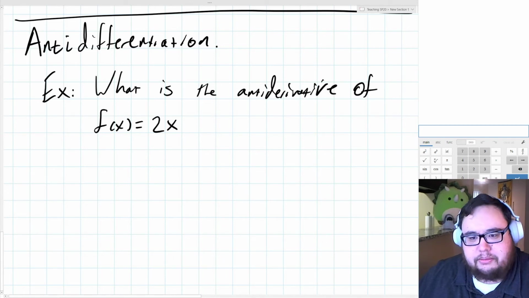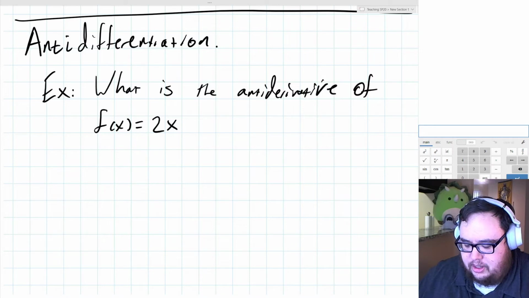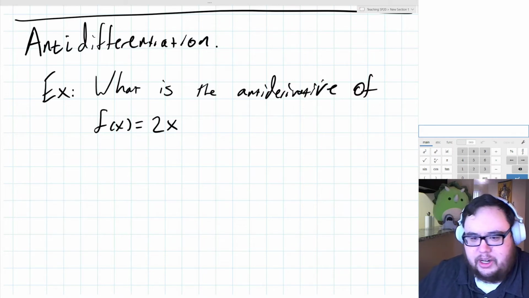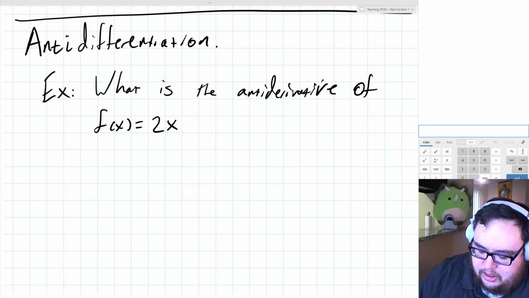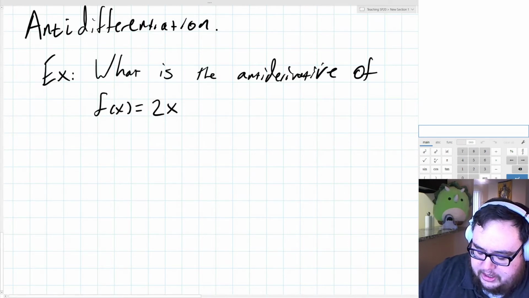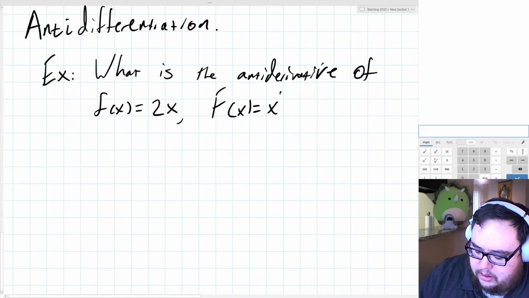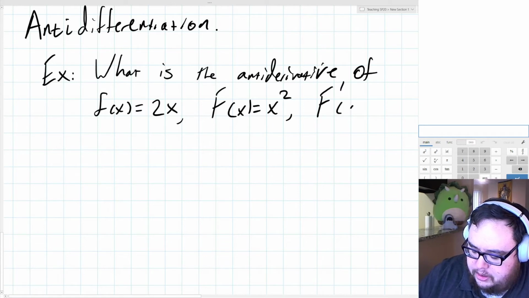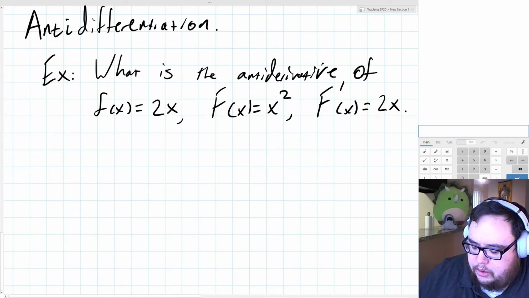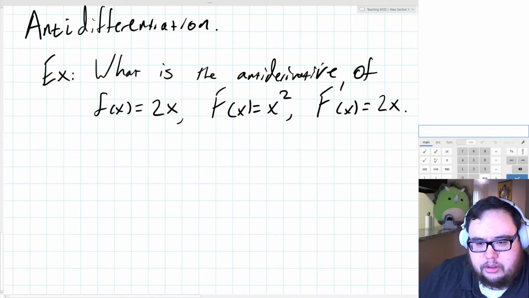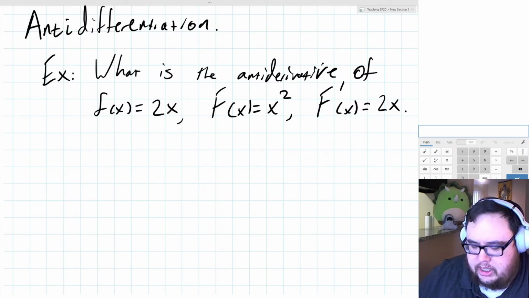Okay. Does anybody have any guesses what the antiderivative of 2x is? X squared. Yeah, x squared. When we take the derivative of x squared, we get 2x. We've seen that over and over again. So if f of x is equal to 2x and big F of x is equal to x squared, then big F prime of x is equal to 2x. Are there any other functions that we could have chosen here, or is that the only one?